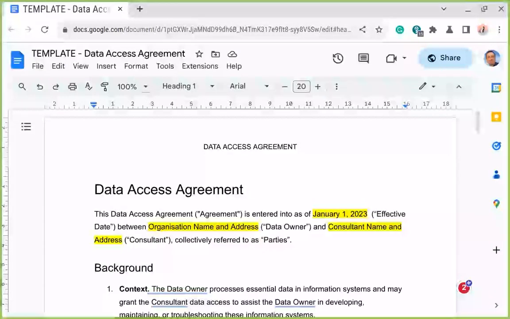Okay, so we have created a data access agreement, which is legal, but still very affordable, or like an easy to understand agreement between any organization that uses DHIS2 and contractors or groups or support or implementers, anyone who can access the systems and do some maintenance work, consulting and other things.